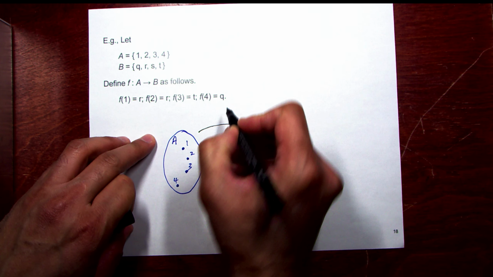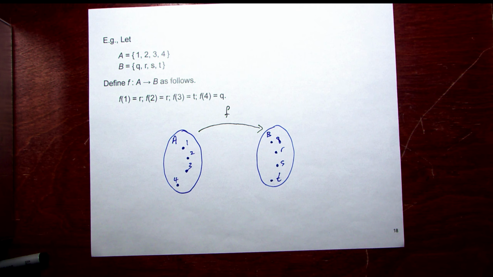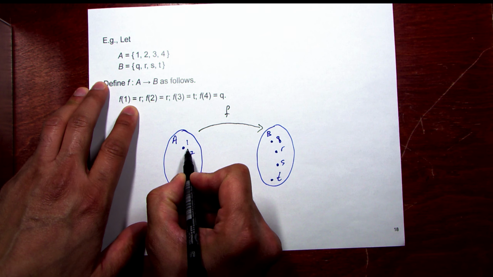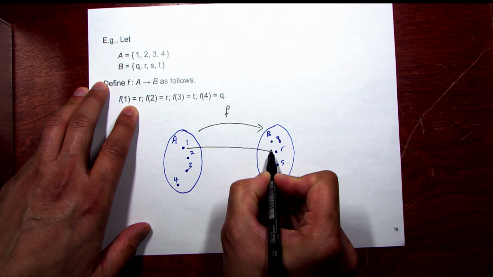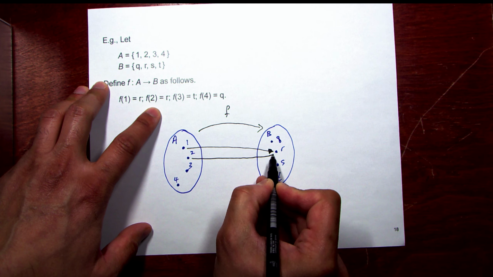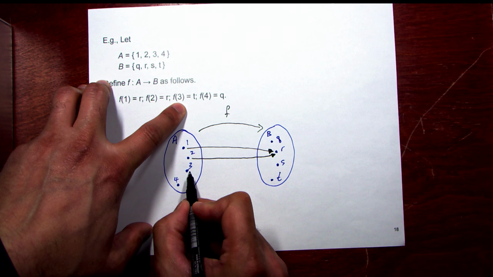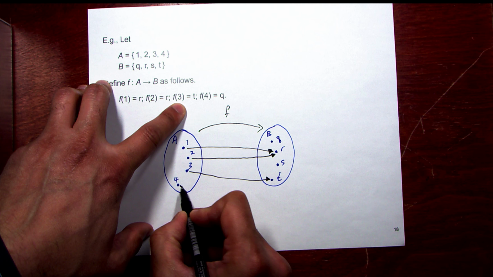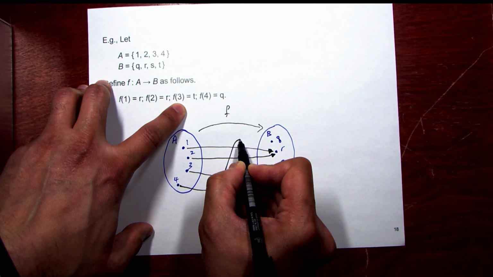Okay, so if we were to draw this pictorially, we're saying F is connecting elements from A to B. Arrows will run from element to element according to this. F of 1 maps onto R, so here is an arrow going from 1 to R. F of 2 also goes to R. F of 3 goes to T. And F of 4 goes to Q. And I don't really want to cross lines, but hopefully this will be fine.